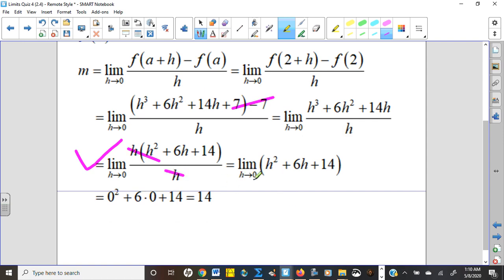Now, there were some people that once they plugged the 0 in for the h values, forgot to not write the limit anymore. Once you put the zeros in this step right here, you've evaluated the limit. You're not taking the limit anymore. Get rid of that limit. Some people forgot that, and that's just kind of understanding what limits are and what they mean. So be careful with that. But it looks like 14 was the exact rate of change. Okay.